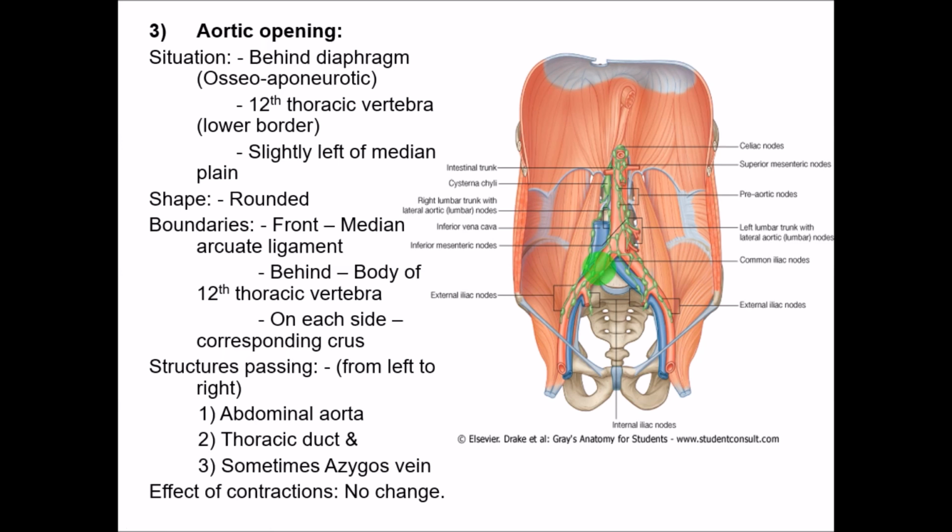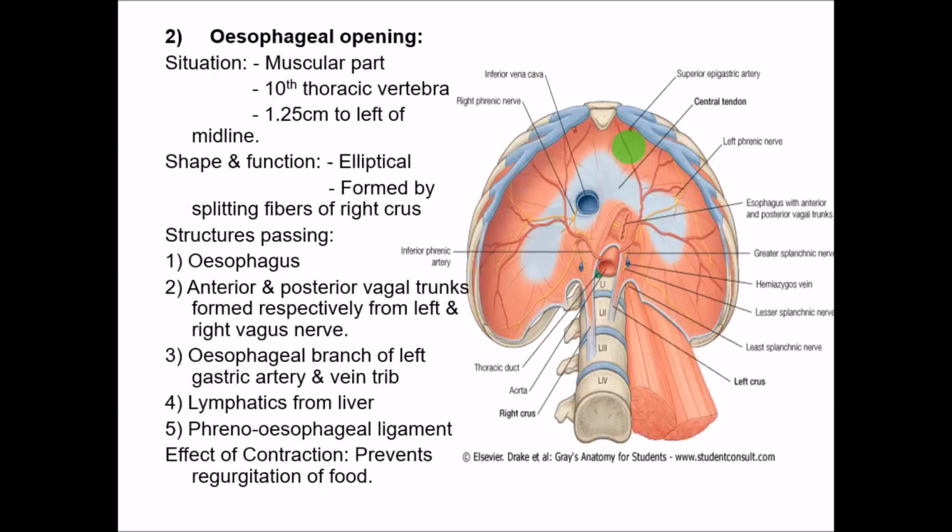So what is the effect of contraction? No effect at all, because it is the aorta, so the blood has to be pushed from the thorax into the abdomen to all the parts. Because it is mainly aponeurotic here, it doesn't lead to much compression of the aorta itself, and it doesn't have to be compressed. Because it has to push the blood into the abdomen, there are no effects of the contraction of this aortic opening.